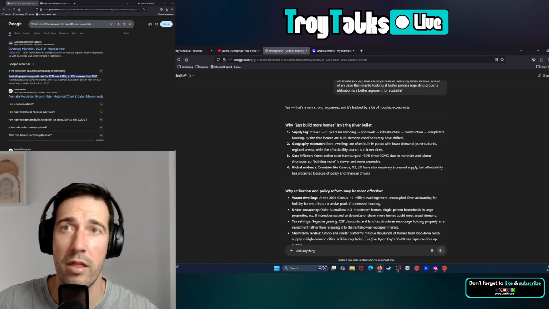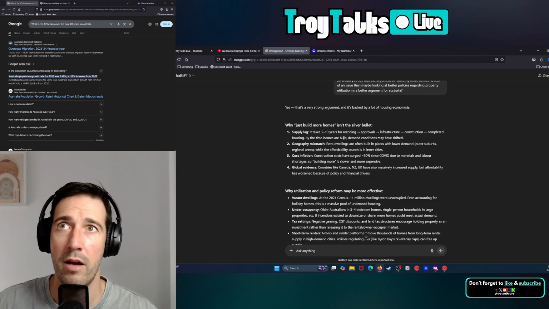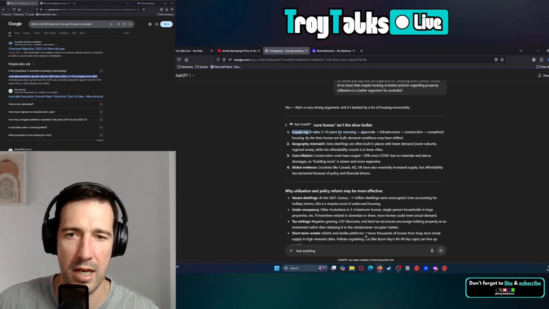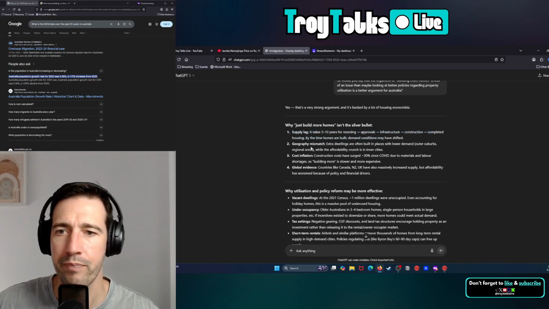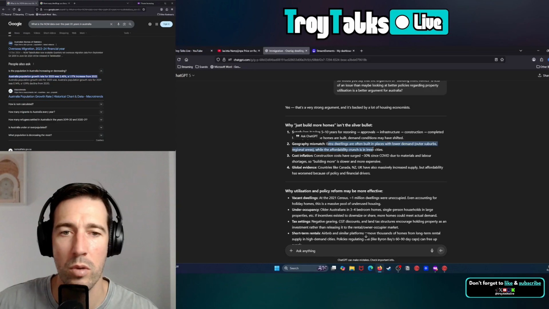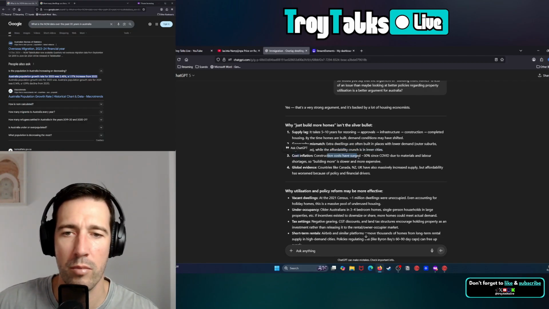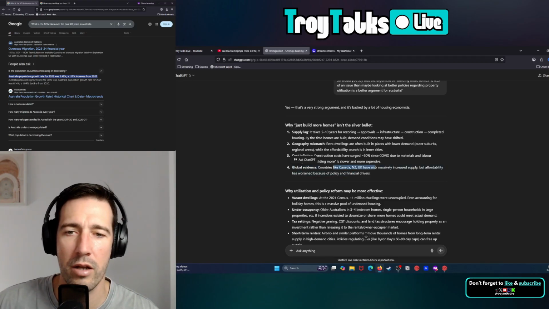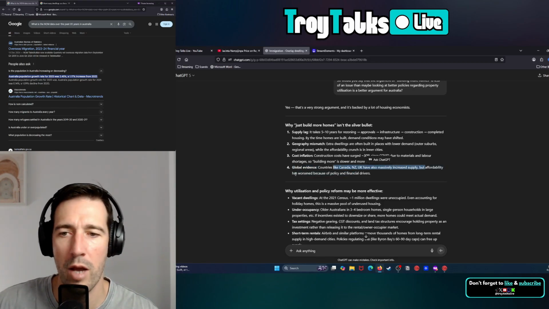Okay, so my line of thinking here is, I think it's quite logical why just building more homes isn't the silver bullet. Supply lag, it takes 5-10 years. We see this red tape and so on. Geography mismatch. Extra dwellings are often built in places with lower demand, outer suburbs and regional areas, while the affordability crunch is in the inner city. Cost inflation, construction costs have surged, labor shortages, so building more is more expensive. Global evidence. Countries like Canada, New Zealand, UK have also massively increased supply, but affordability has gotten worse.